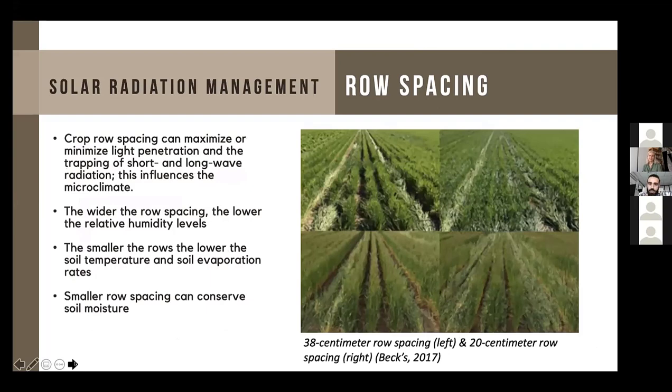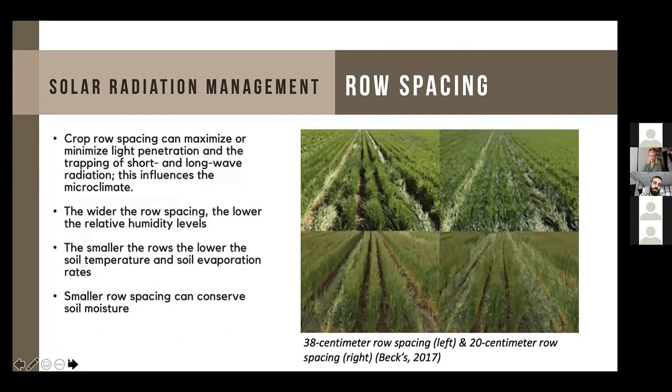So row spacing can maximize or minimize light penetration and the trapping of short and long wave radiation. This influences the microclimate, of course. So the wider the row spacing, the lower the relative humidity levels. And the smaller the rows, the lower the soil temperature and soil evaporation rates. It's very, very similar, just talking about the spacing inside the row.